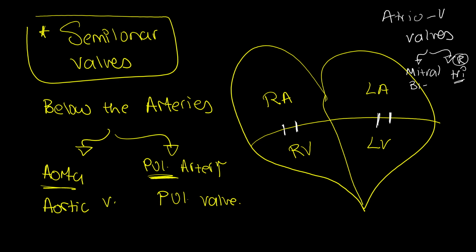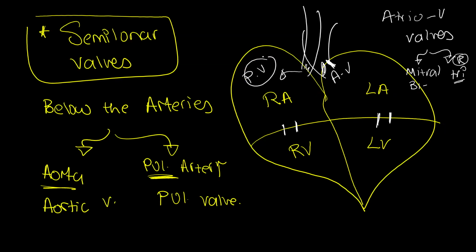Now I have 2 other valves, another set of valves below the arteries, one below the aorta and one below the pulmonary artery. What is the name of the valve below the aorta? Aortic valve. And the one below the pulmonary artery is the pulmonary valve. Now, these 2 valves that are below the arteries are called the semi-lunar valves. So this can be a nice essay question in paper 4. What are the 2 sets of valves in the heart? They want those 2 keywords, atrioventricular and semi-lunar.